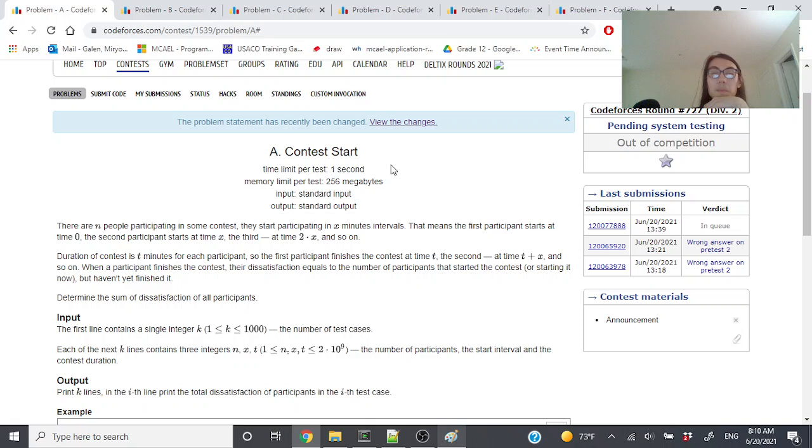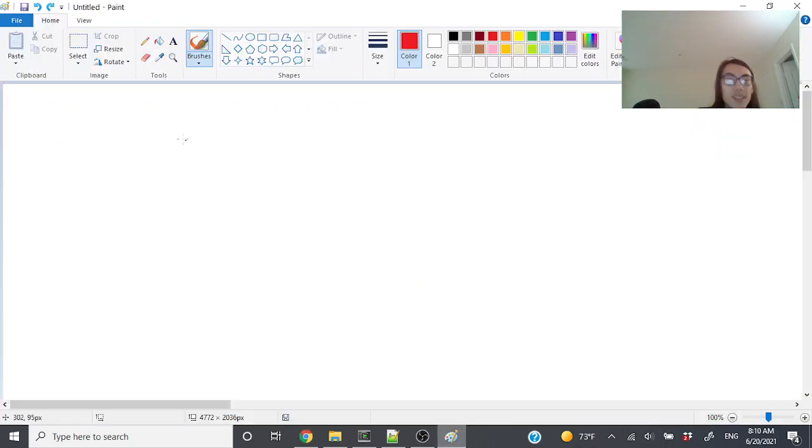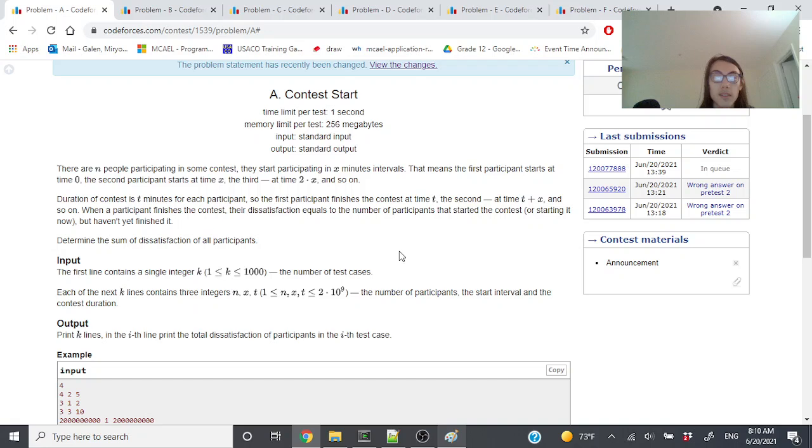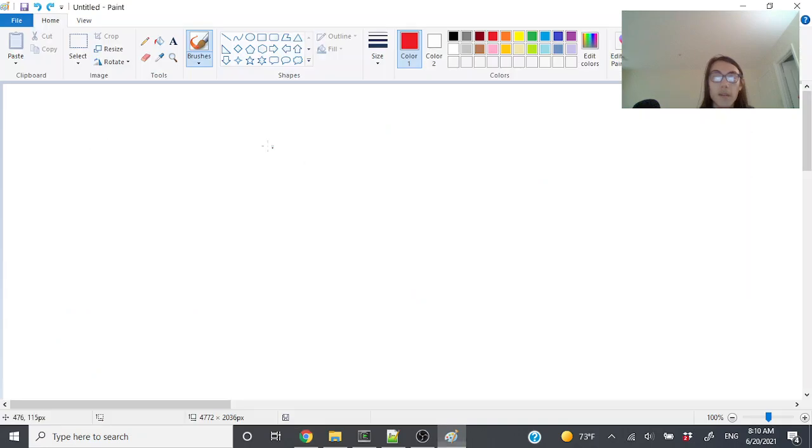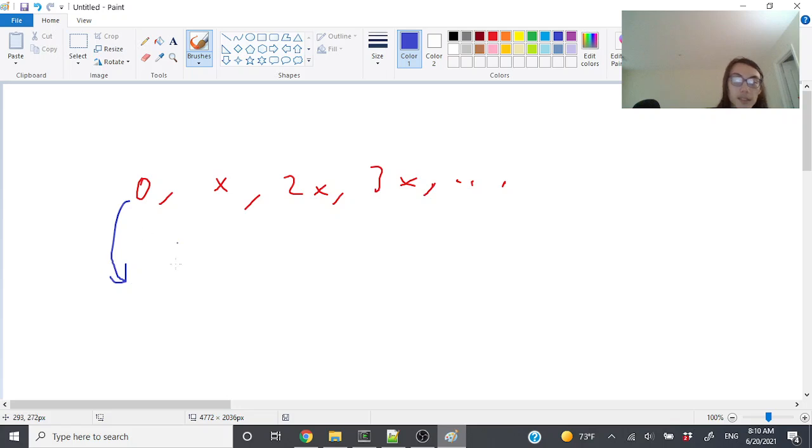Problem A, which gave me more trouble than any of A to D, says you have some contestants that are going to start competing at time 0, then x, then 2x, then 3x, then dot dot dot. You have n contestants. And then each contestant is going to finish exactly t minutes after they start. So this will finish at t, this will be t plus x, this will be t plus 2x, this will be t plus 3x, etc.